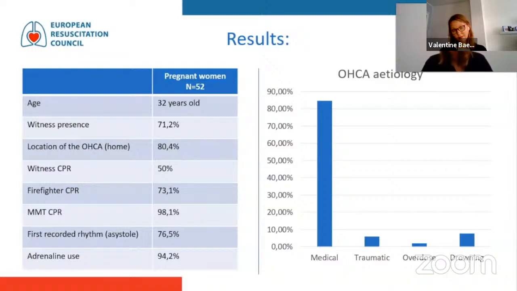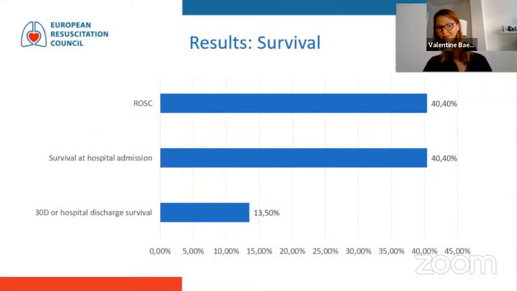If we look now at the etiology of the cardiac arrest, in about 85% of cases a medical etiology was recorded. Trauma, overdose and drowning were recorded in less than 10% of cases. Now, if we observe the survival rate, return of spontaneous circulation was observed in more than 40% of cases. All these women who experienced ROSC arrived alive at hospital admission. However, 30 days after the cardiac arrest, only 30% of women were alive. Among these women alive at 30 days, about 50% had a good neurological outcome.